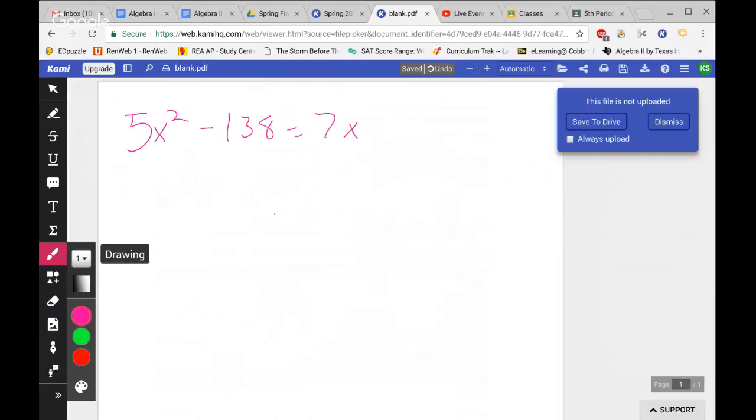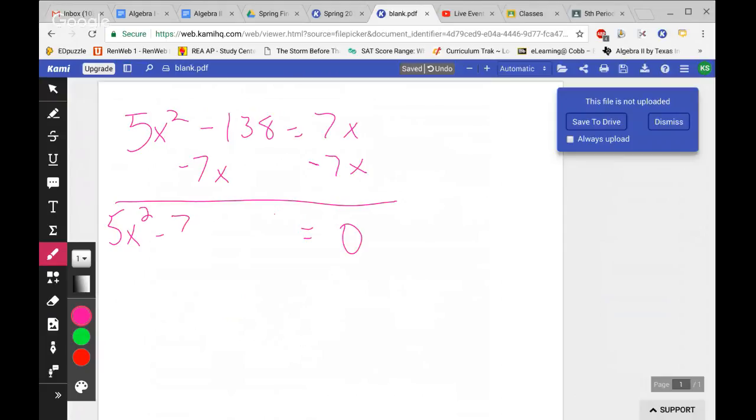Once again, in order for it to be in standard form, I need to have that 7x over on the left-hand side. The right-hand side needs to equal 0. And you want to do the opposite of whatever the operation is, which here it was positive. So we're going to use minus 7x. So now it gives us 0 on the right-hand side. And over on the left, we have 5x squared minus 7x minus 138.